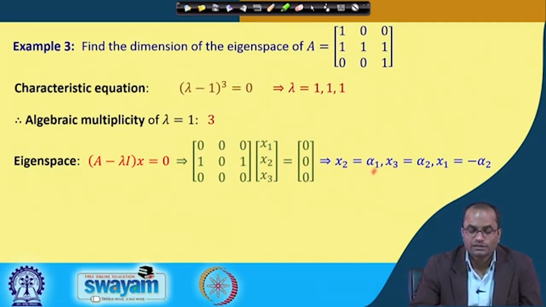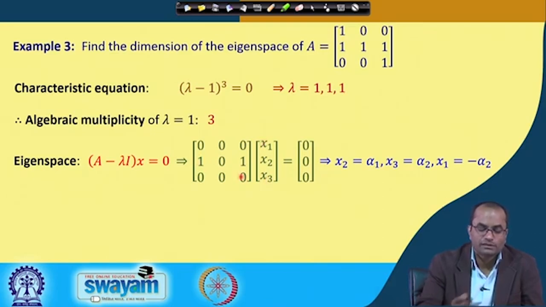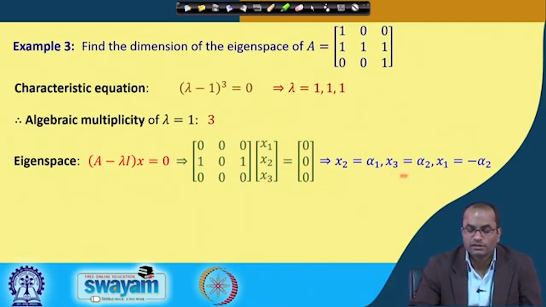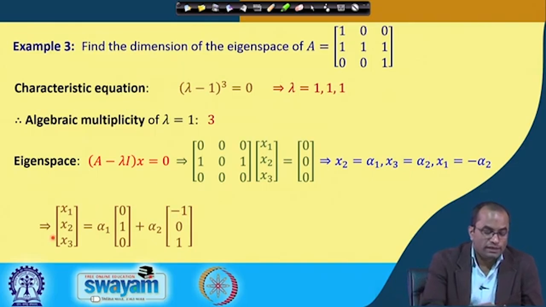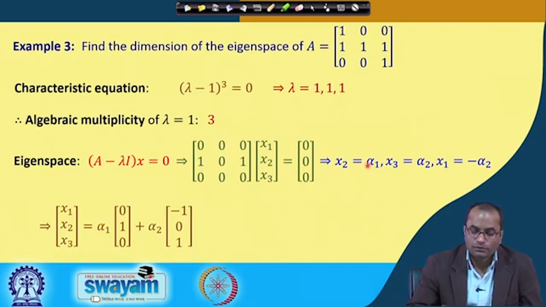So, here for x 2 we assign alpha 1, x 3 we assign alpha 2, and from this equation which says x 1 plus x 3 is equal to 0, it means x 1 is equal to minus x 3. So, we get x 1 is equal to minus alpha 2. When writing in this vector form, we have x 1, x 2, x 3 as alpha 1 times (0, 1, 0), plus alpha 2 times (minus 1, 0, 1).